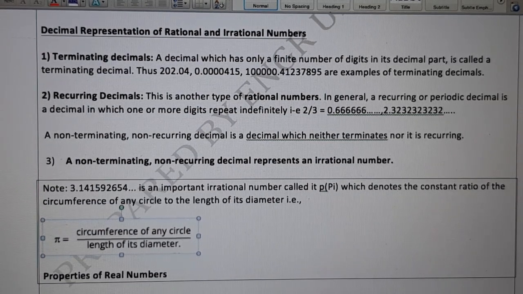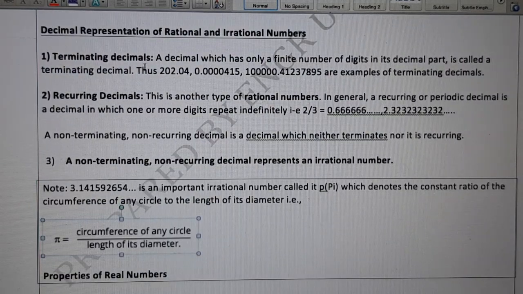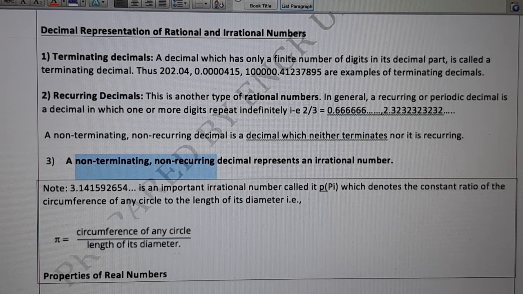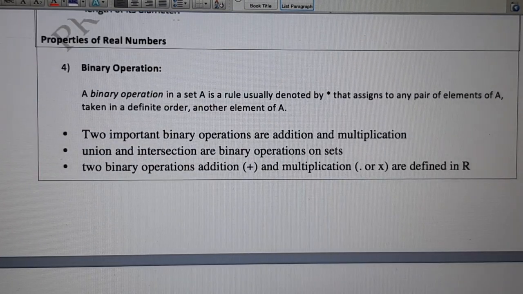So in the entry test, questions are asked from the concept of terminating, recurring, and non-terminating, non-recurring, meaning from rational and irrational numbers. So if you have the knowledge of the basics of these, you can attempt them.